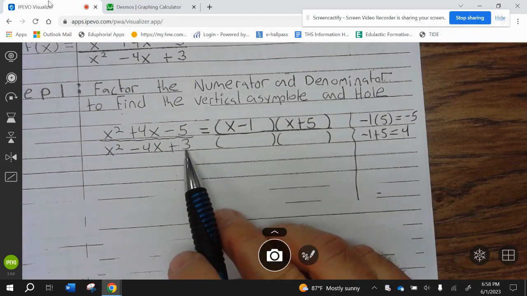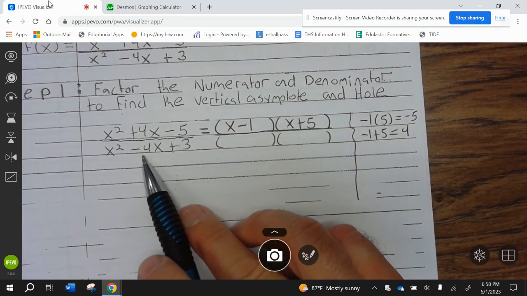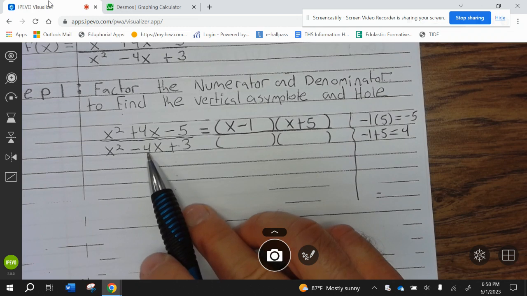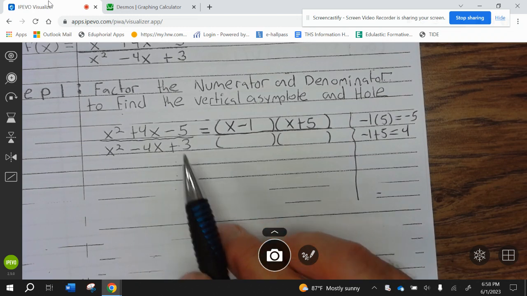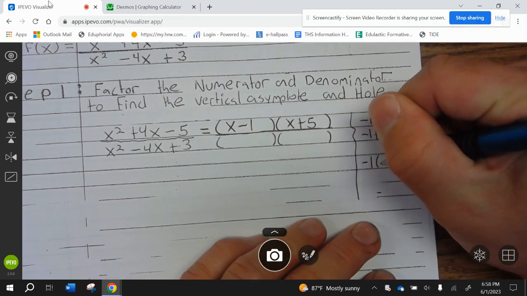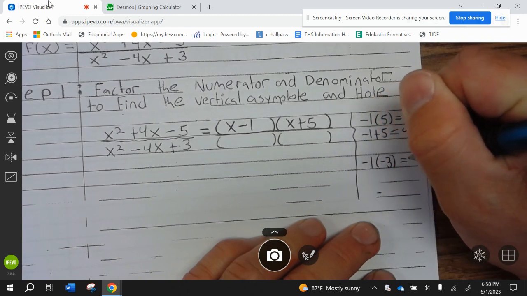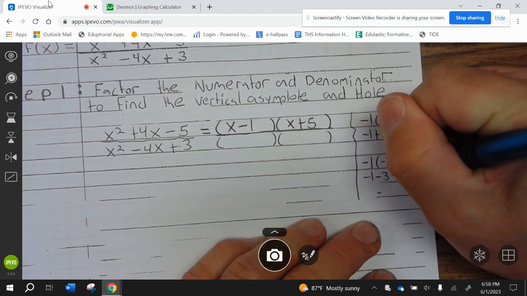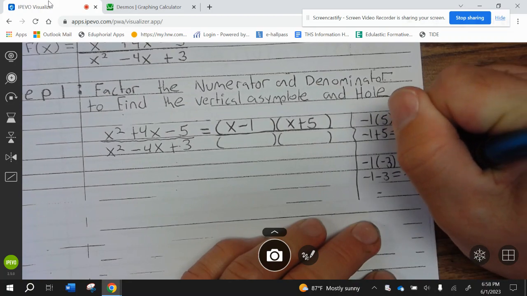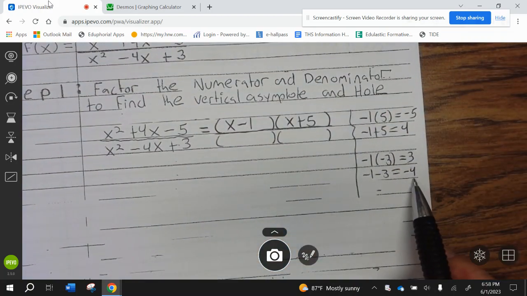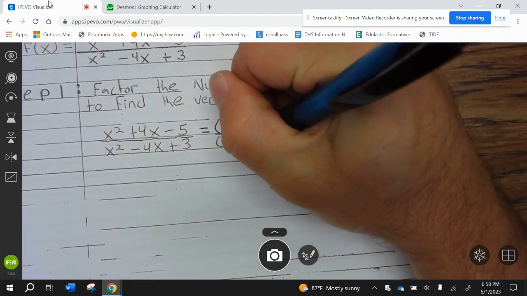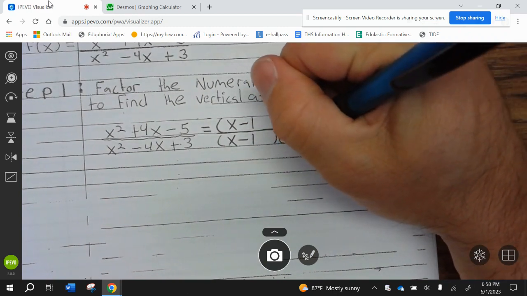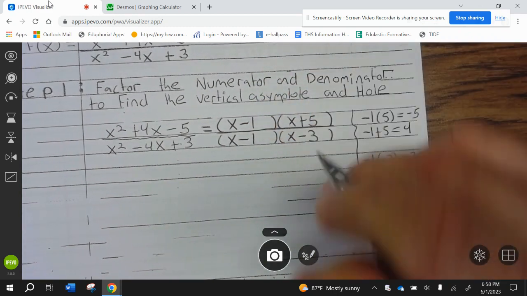Now, we figure out what numbers multiply to give you 3 and combine to be negative 4. Since the middle number is negative and the last number is positive, we have to multiply by 2 negative numbers. So negative 1 times negative 3 is 3. Negative 1 minus 3 is negative 4. So we have our negative 1 and negative 3. So we have x minus 1, x minus 3.